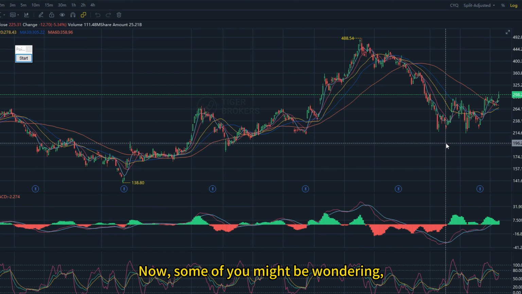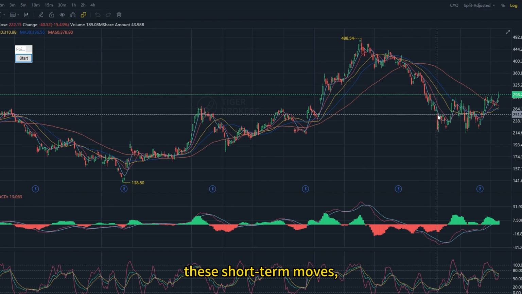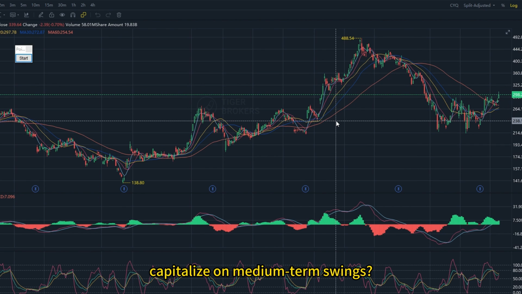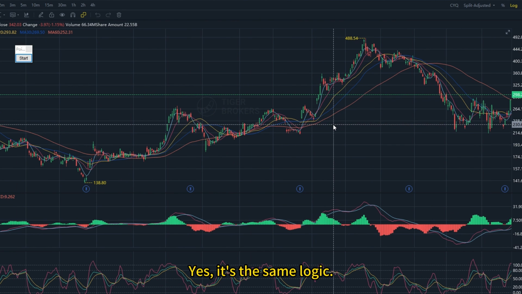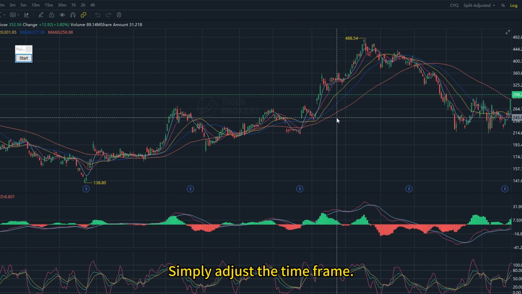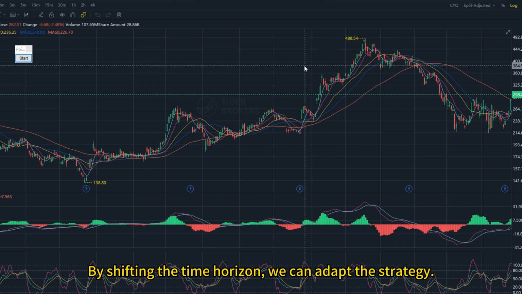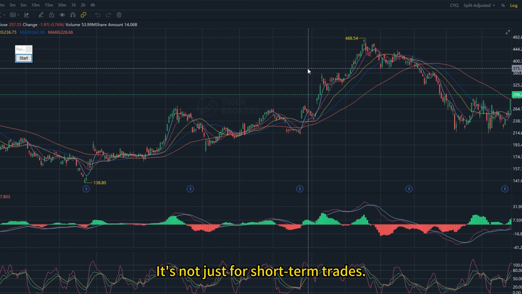Now, some of you might be wondering if we can capture these short-term moves, can we also capitalize on medium-term swings? Yes, it's the same logic. Got it? So how do we do it? Simply adjust the time frame. By shifting the time horizon, we can adapt the strategy. It's not just for short-term trades. It works for intraday trades, daily trades, weekly trades, midterm trades, and even long-term trades.